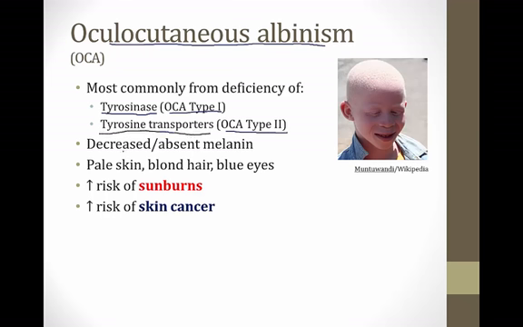In both cases, they have decreased or absent melanin, and therefore they will be born with pale skin, blonde hair, and blue eyes. And this is a picture of a child with albinism. The problem with this disorder is that there is an increased risk of sunburns without having melanin in the skin, and there's a very high risk of skin cancer in children who have albinism.